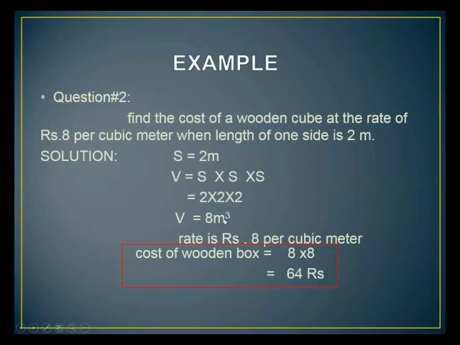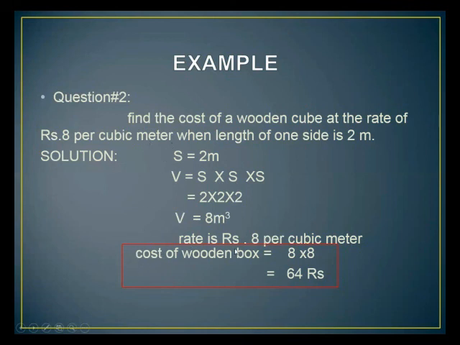But what do we have to find? We have to find the cost of the wooden cube. We don't directly have to find the volume, but we want to find it, because without finding the volume of a wooden cube, we cannot find its cost. Find the cost of a wooden cube at the rate of rupees 8 per cubic meter.